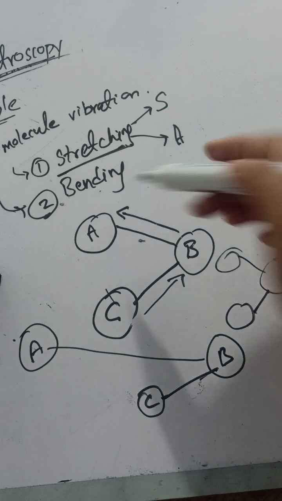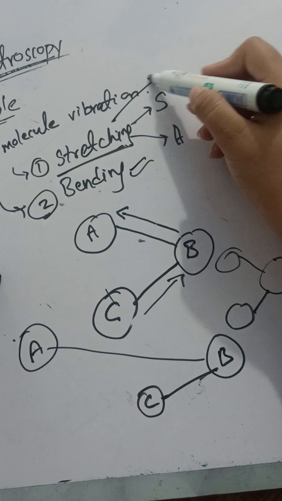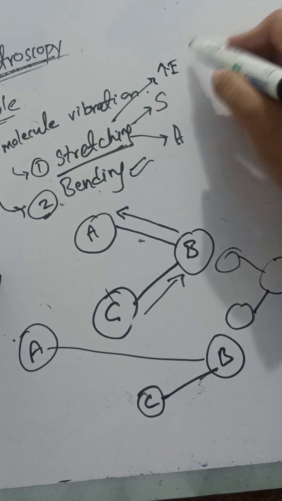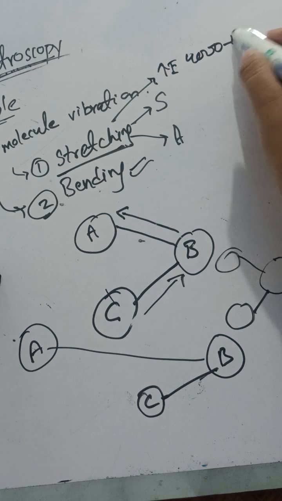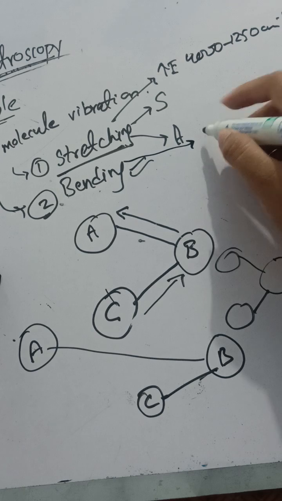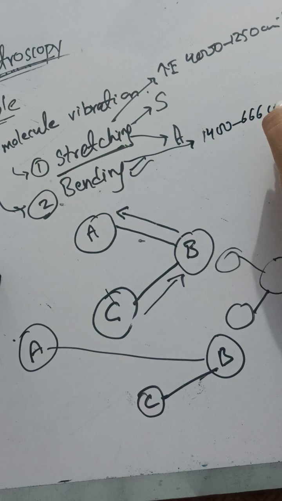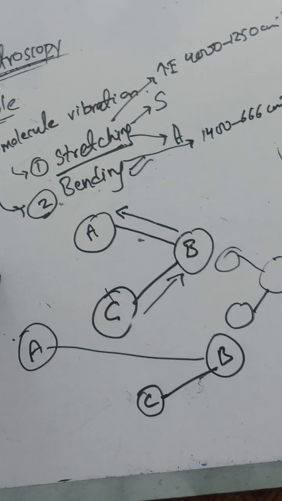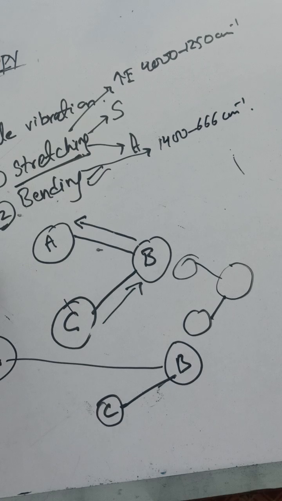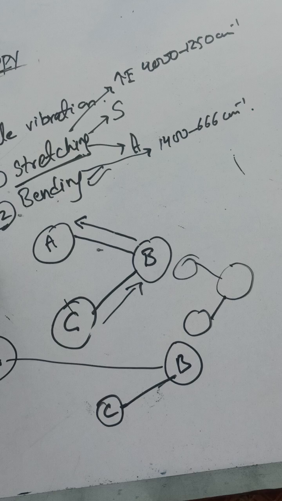Now move toward the second type of molecular vibration, which is the bending vibration. It has low energy. Our stretching vibration has high energy. How much does it have? 4000 to 1250 per centimeter, while the energy of bending is low, about 1400 to 666 per centimeter. So now you can see the difference between the energy of stretching and bending. Stretching always has high energy, while the bending vibration always has low energy. Now you can differentiate the stretching and the bending vibration.